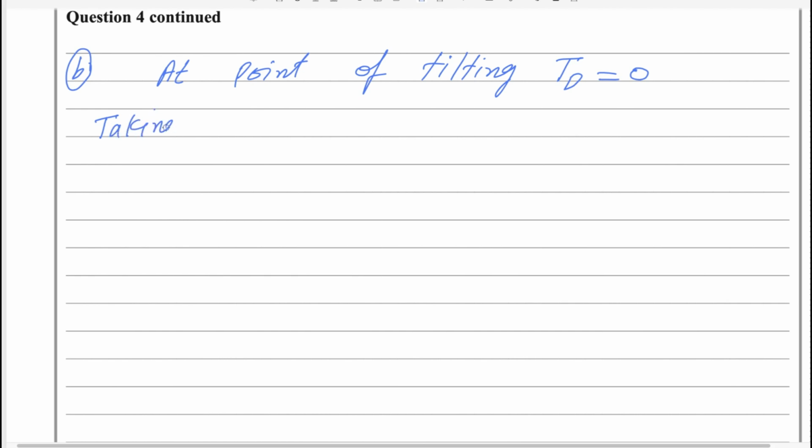So for the last part of this question, what we'll do, at the point of tilting, tension acting at D will be equal to 0. Again, we will take the moments about C. Let's move back to the figure.